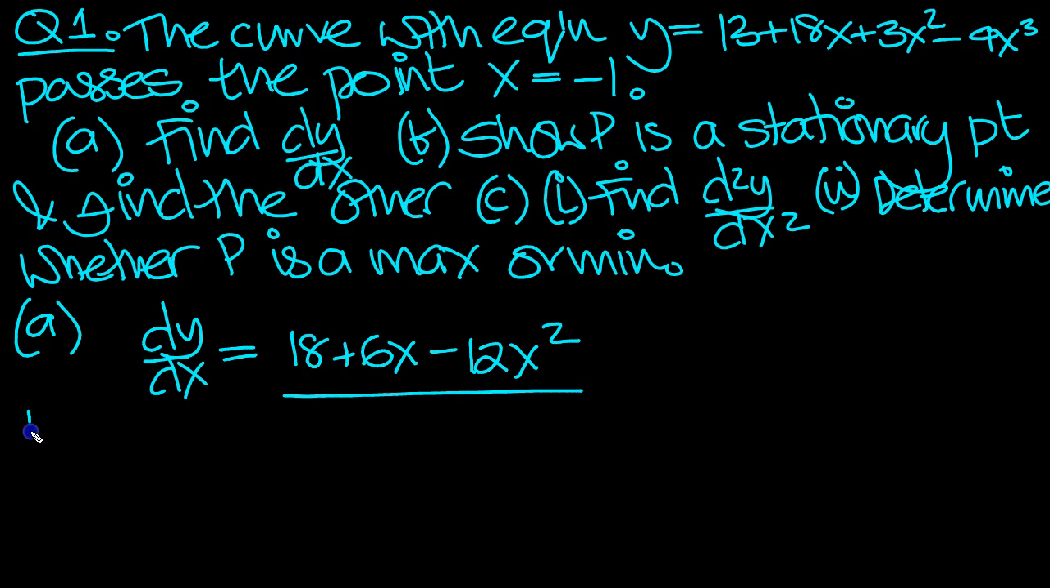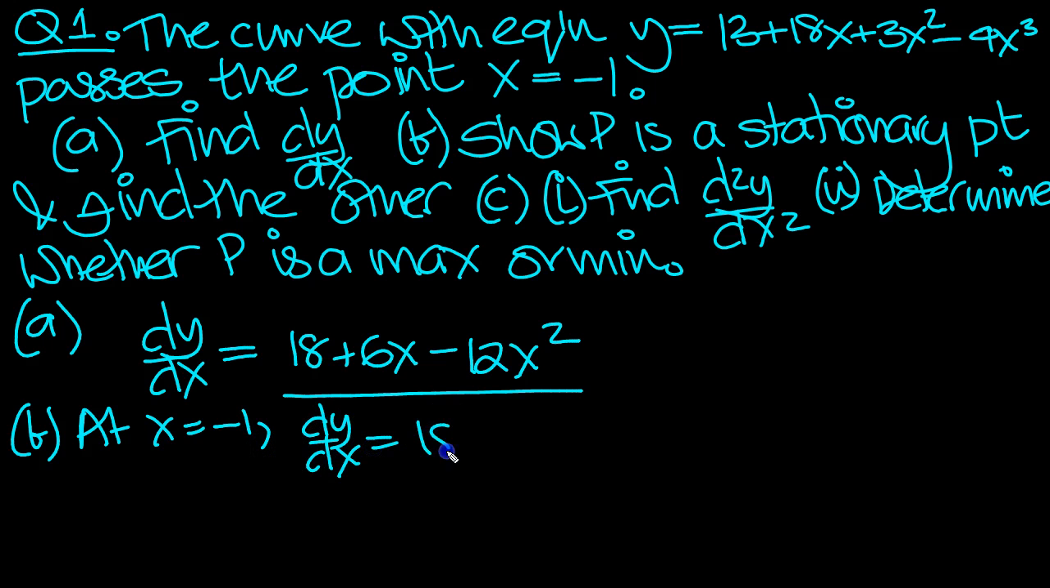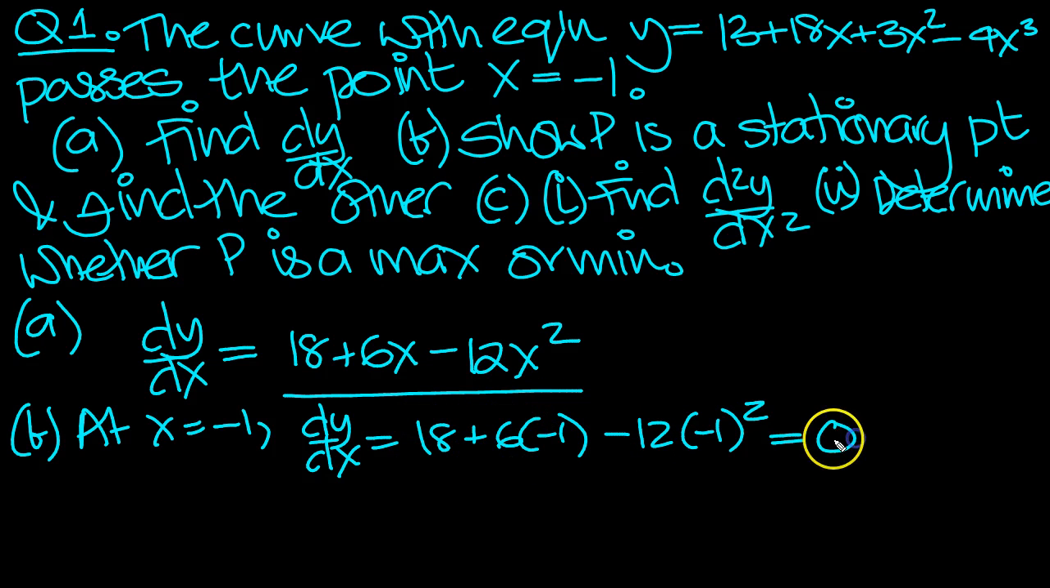Show that P is a stationary point. So at x equals -1, dy/dx is equal to 18 plus 6 times -1. Put -1 in here, -12 times the -1 squared. This is -12 because this becomes a +1, and a minus times a plus is a minus. 18 minus 6 is 12, minus 12 is 0. Hmm, so this is -12. -6 is -18, plus 18 is 0. So yes, it's a turning point.